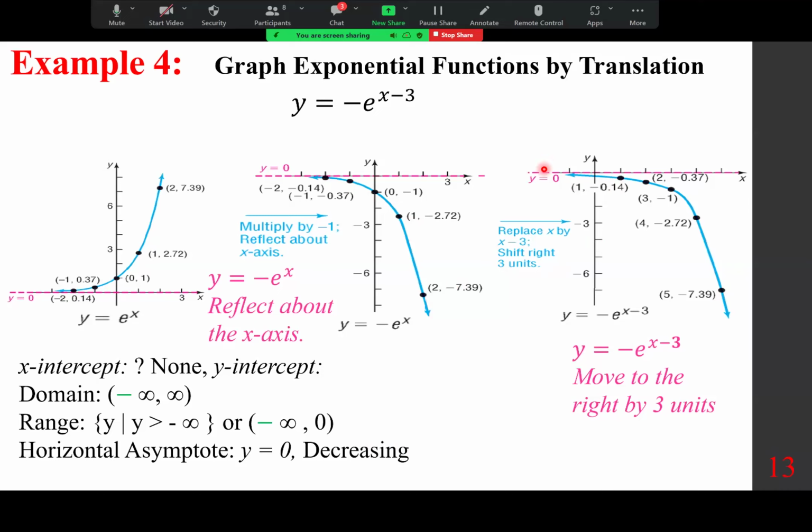Now, as we said, there is no x-intercept. But what about the y-intercept? Replace the x with 0. When I replace the x with 0 here, I get minus e to the power of 0 minus 3, which means negative e to the power of minus 3. So that would be the y-intercept. Replace the x with 0.